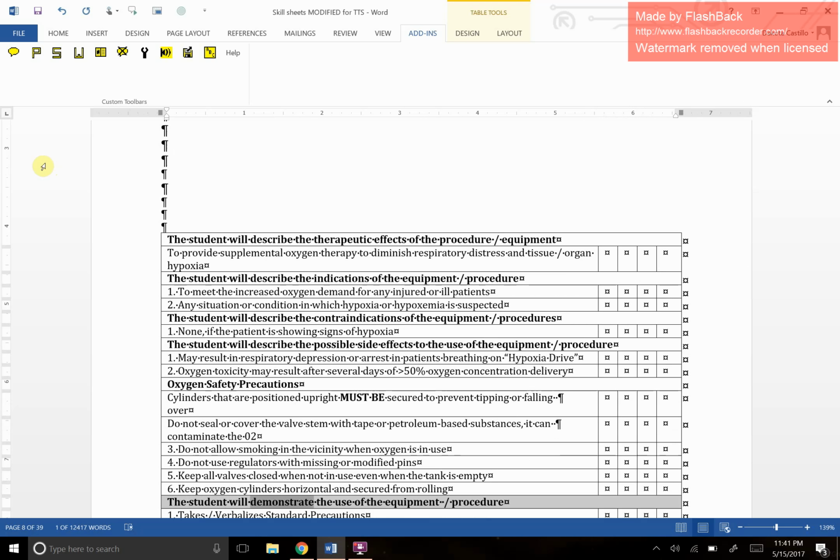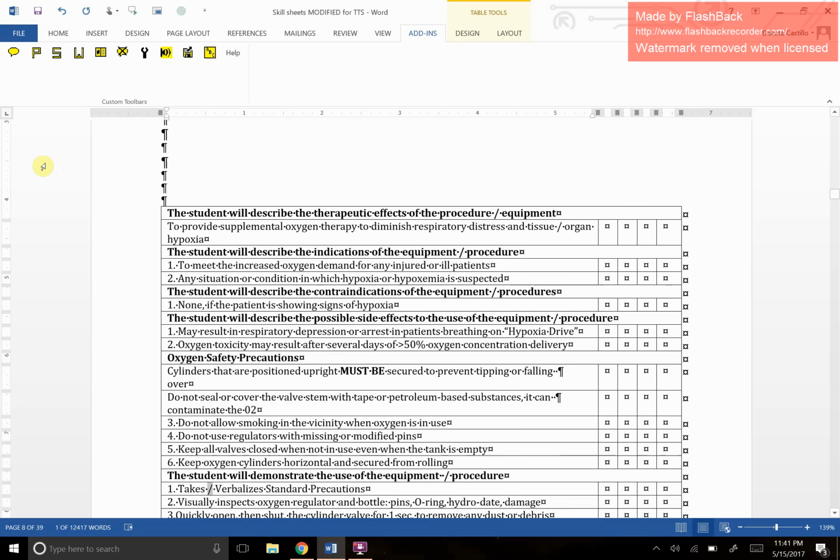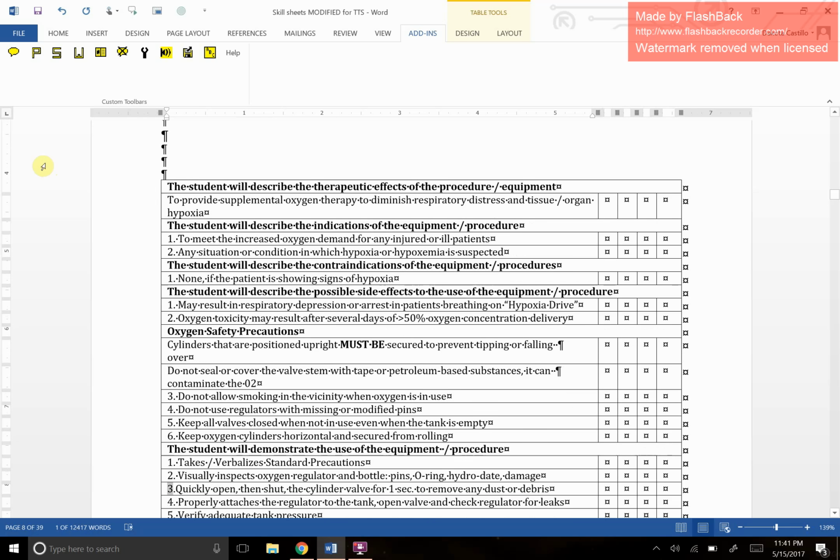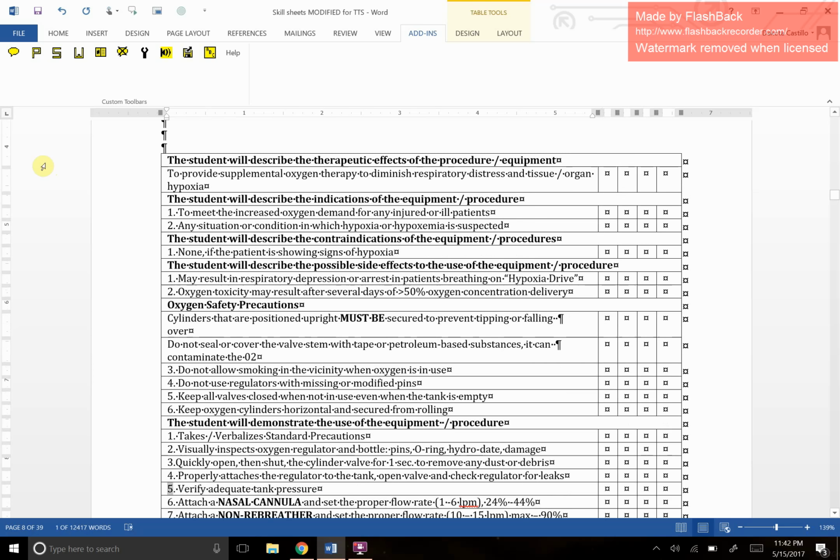The student will demonstrate the use of the equipment/procedure. 1. Takes/verbalizes standard precautions. 2. Visually inspects oxygen regulator and bottle: pins, O-ring, hydrostatic date, damage. 3. Quickly open, then shut, the cylinder valve for 1 second to remove any dust or debris. 4. Properly attaches the regulator to the tank, opens valve, and checks regulator for leaks. 5. Verify adequate tank pressure.